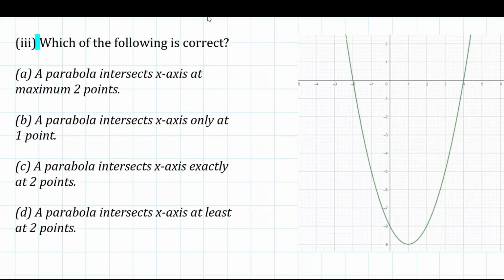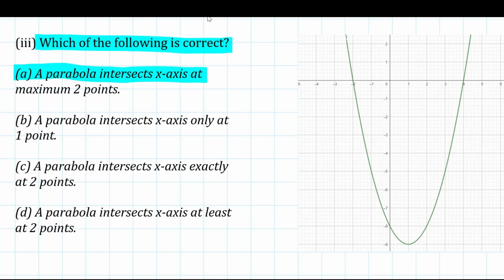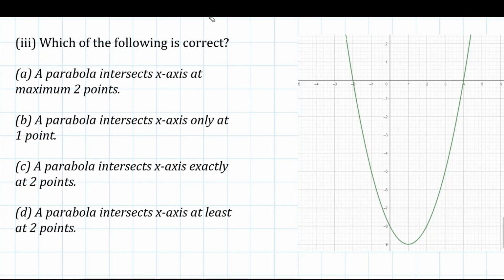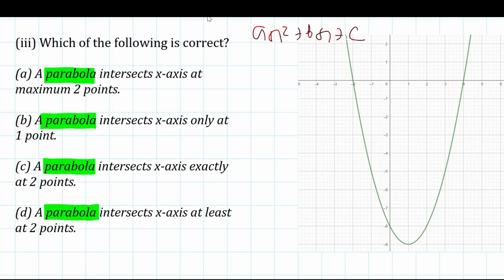In the third part, it says which of the following is correct. The first option is a parabola intersects the x-axis at maximum 2 points. Well, before we read the options, let's understand we are talking about a parabola. Everywhere it is a parabola. You can see all options have a parabola. That means here we are talking about a quadratic polynomial, right?